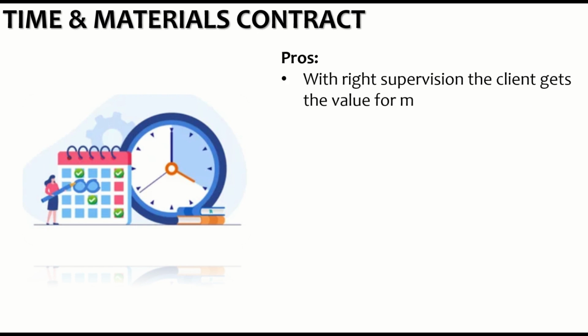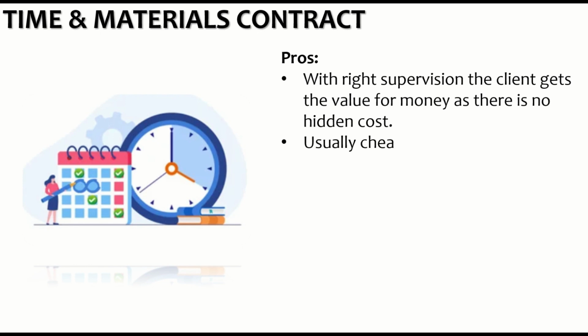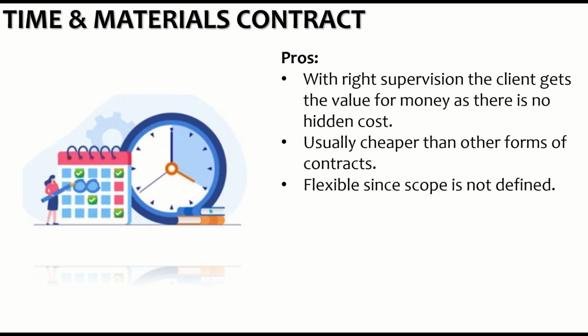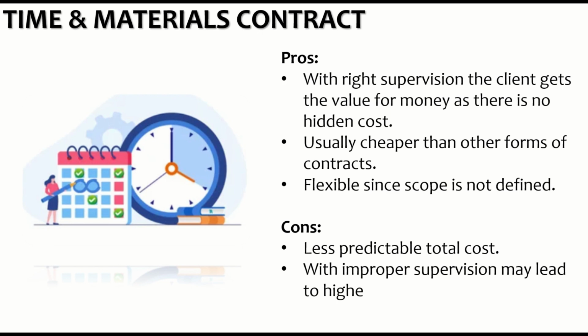The best part is, with the right supervision, the client gets value for money as there is no hidden cost. They are paying actually for the labor as well as the material. It is usually cheaper than other forms of contracts, and also it is flexible since the scope is not defined. The negative sides are the lower predictability of the total cost. With improper supervision, the cost may be higher for the client, and the risk is on the client.